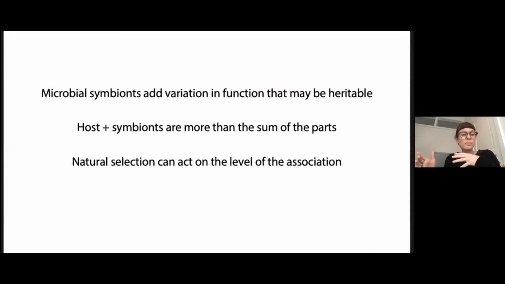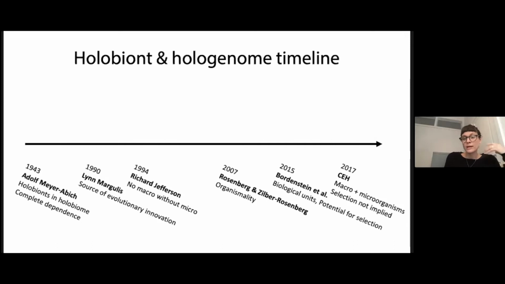So what we can observe across a diversity of different systems is that the microbial symbionts add variation in function, and this may be heritable, and the host and the symbionts are more than the sum of the parts. Thinking back to the giraffes and these different elements, this is pretty much what's required for natural selection. So the prediction is that natural selection can act on the level of this association between the host and the microbes. And this is the foundation of the holobiont and hologenome concepts.